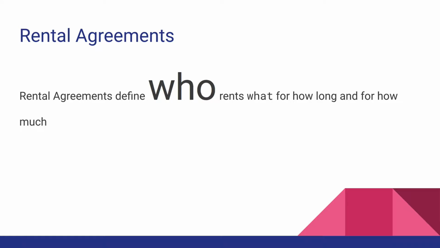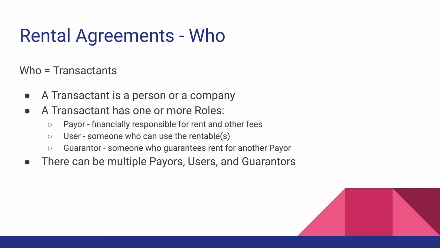The who, in this case, are transactants. Now, transactant is kind of a funny word. It just refers to a person or a company in the Roller system. And that transactant has roles in the context of Roller. They could be a payer, which means they're financially responsible for paying rent and other fees. They could be a user, someone who uses the rentable.